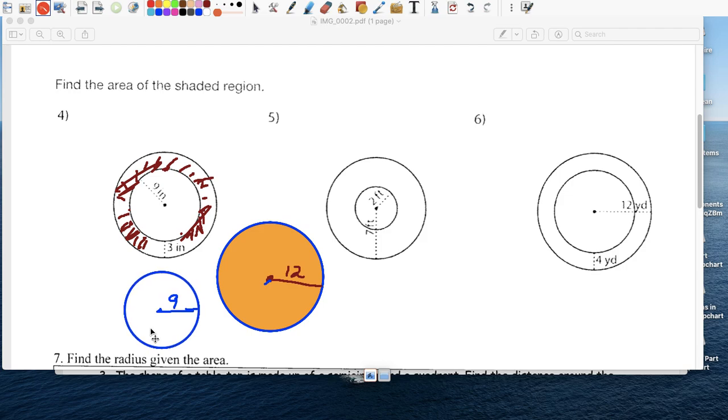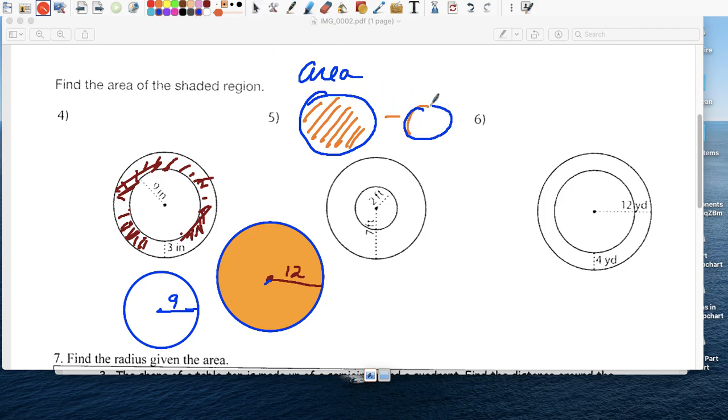So in order to do that, it's the area of the orange circle, minus the area of the smaller circle. I know you can't see white, but that's what we're doing.